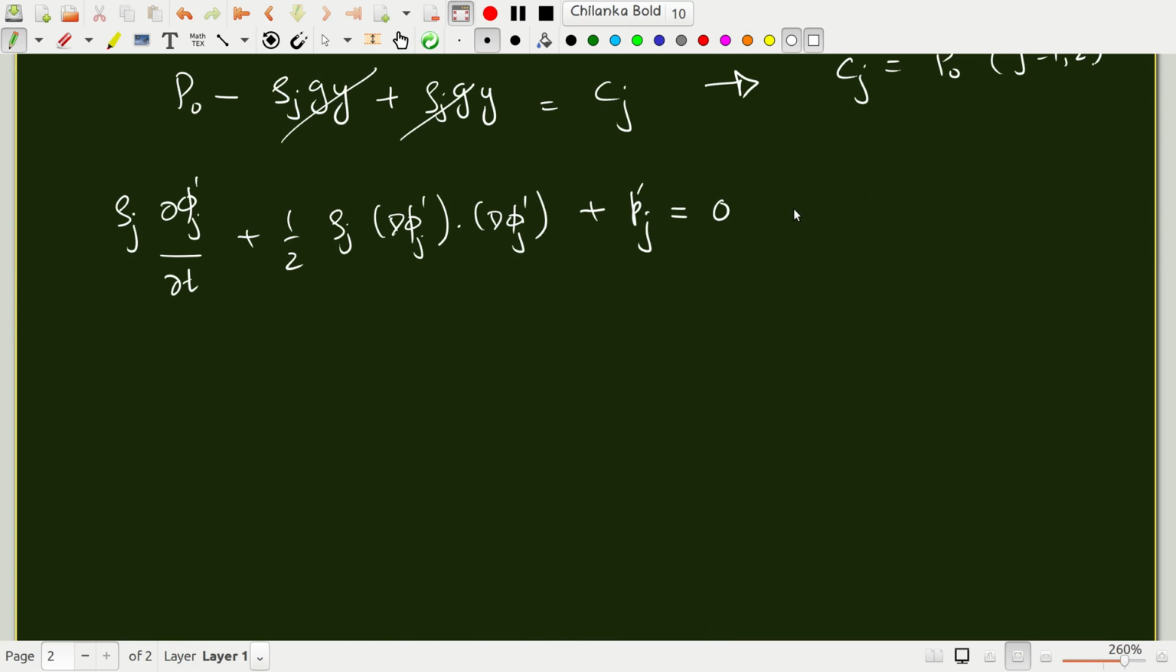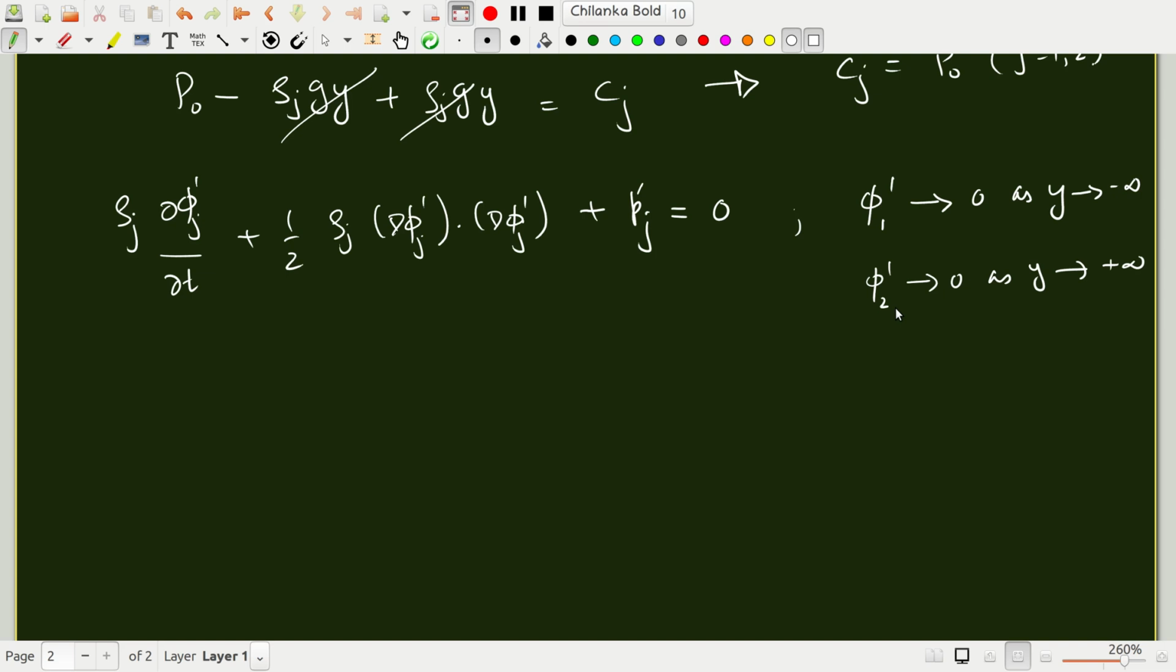The boundary conditions for the velocity potential are that Phi1 prime should go to 0 as y goes to minus infinity, and Phi2 prime should go to 0 as y goes to plus infinity, because the fluctuations in velocities and velocity potentials should decay as you go very far away from the flat interface.